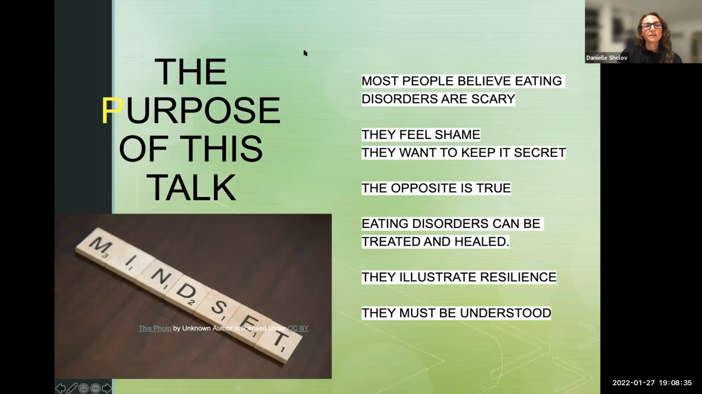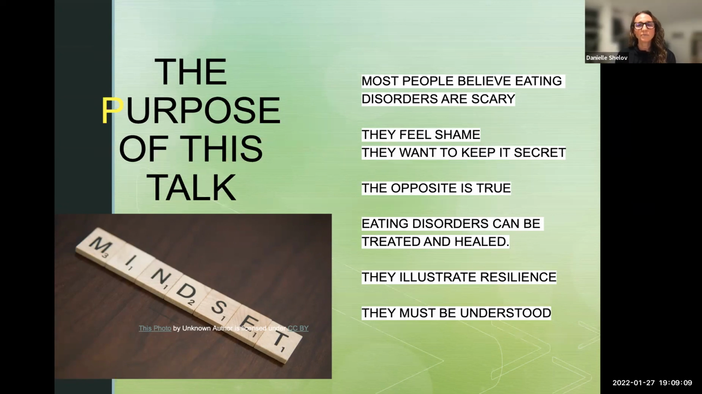So I think, especially over the course of the pandemic, it's been very important to reshape the way people view eating disorders, because I think most people believe that eating disorders are really scary. I find parents come into my office really afraid when they think their daughter has an eating disorder. For the purpose of this talk, I'm going to talk about girls because this is a girls' school, but be aware that everything that I say really can apply to boys as well.